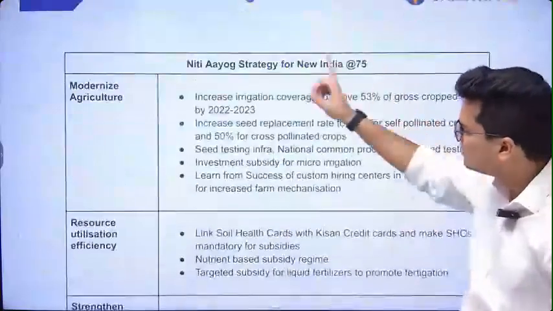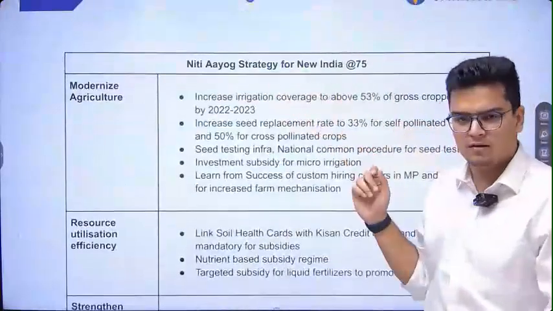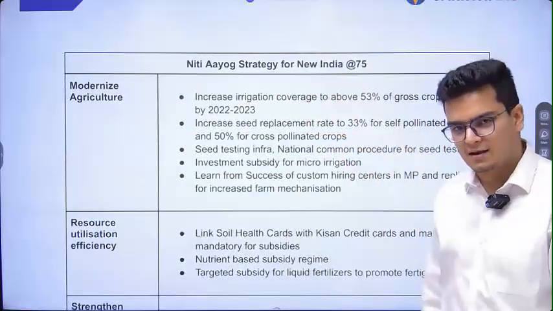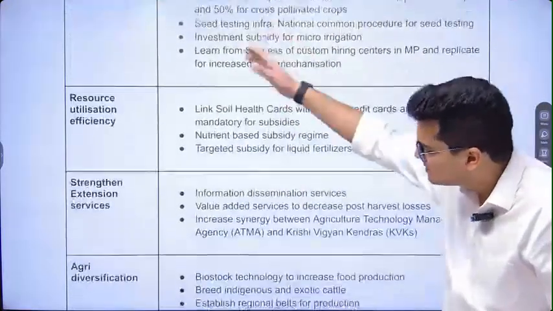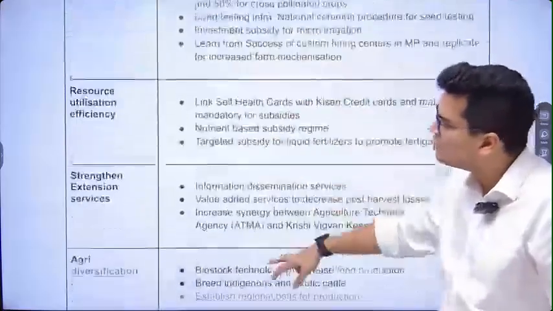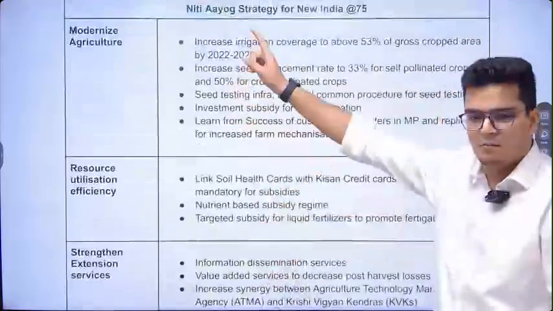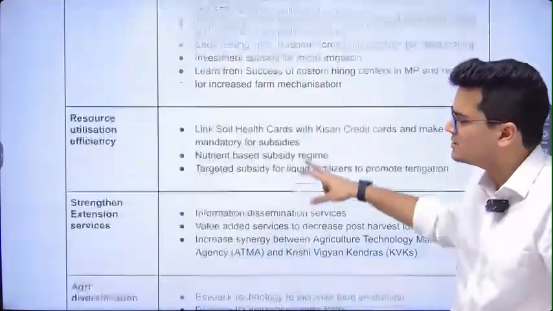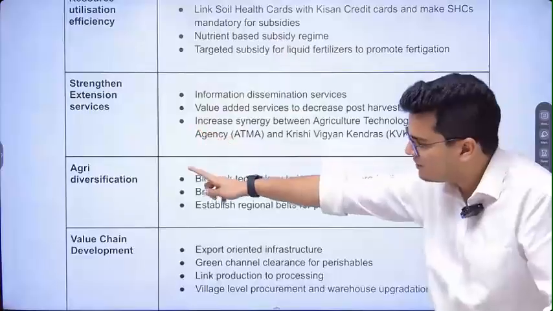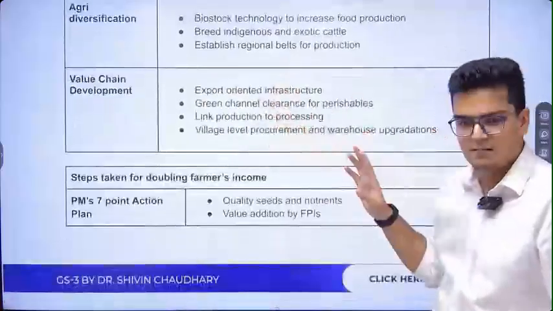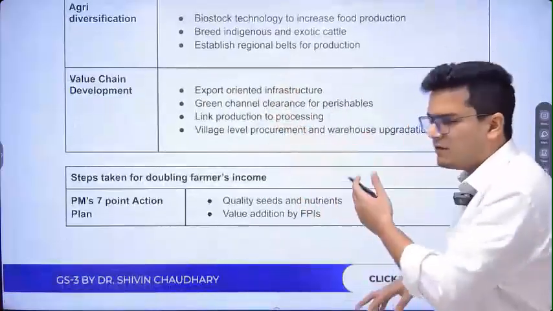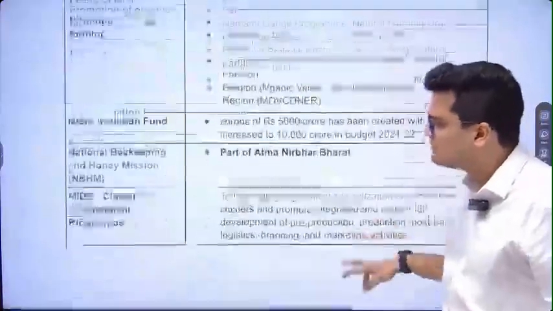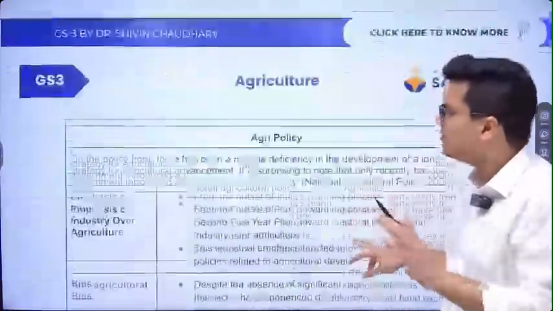Now, in the Niti Aayog Strategy for New India document, this was released in 2018, there are 3 chapters on agriculture. I have given you a 1-page summary of these 3 chapters. These are also some things we have already read: modernizing of agriculture, resource utilization and soil health cards, extension services, diversification and value chain development. Then there are the steps we have already taken for doubling farmers' income. So I will just expect you to read these things once. There is nothing here that we have not discussed.